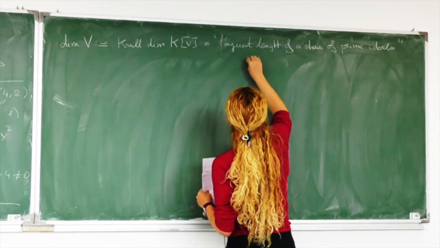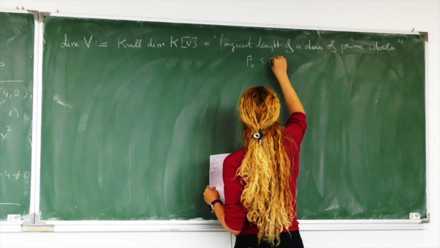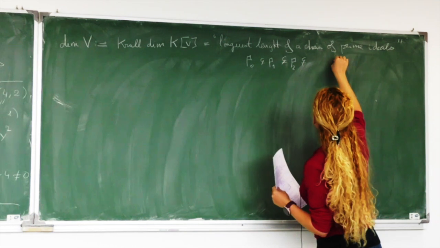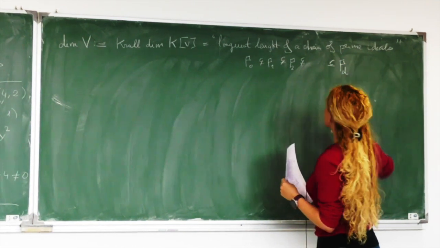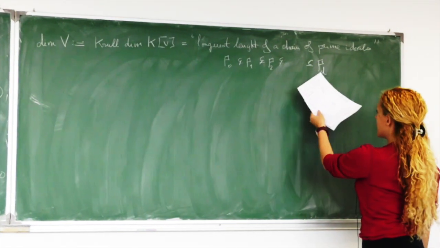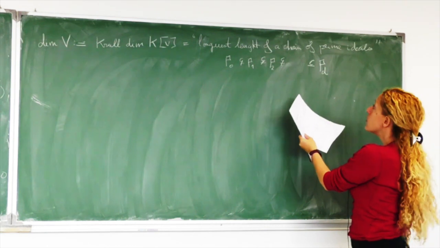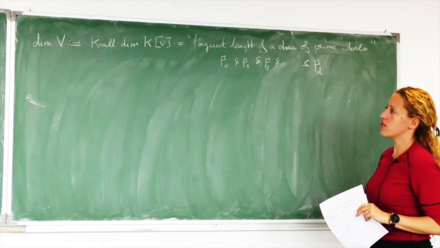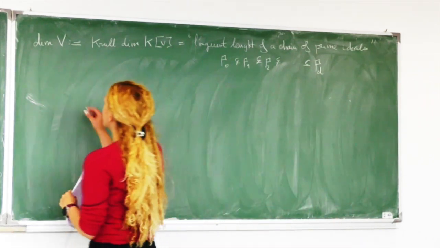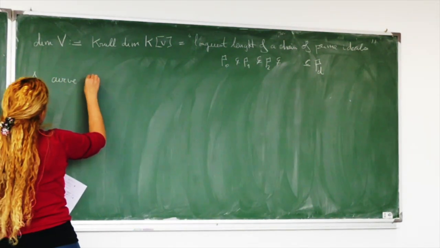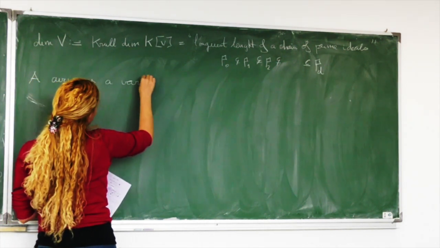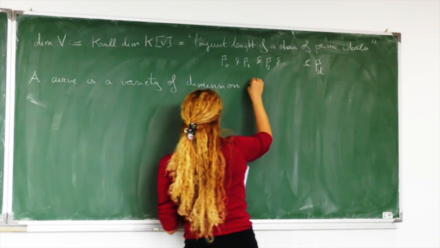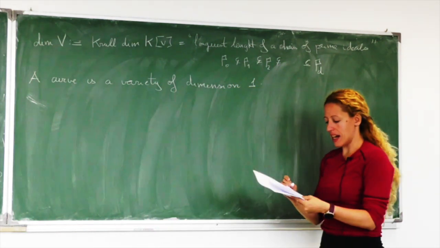So I can be more precise. Basically, you consider all the chains of prime ideals like this. Of course, they are different. So you take the longest one that you can get, and the length is this index. So this longest value corresponds to the Krull dimension of the ring. And this is the way in which you define the dimension of a variety. Now, what is a curve? A curve is a variety of dimension 1.